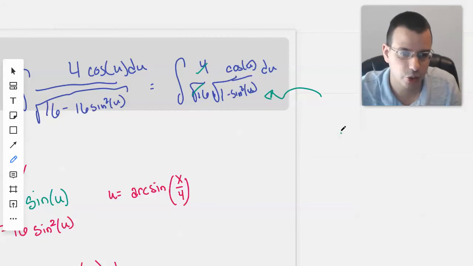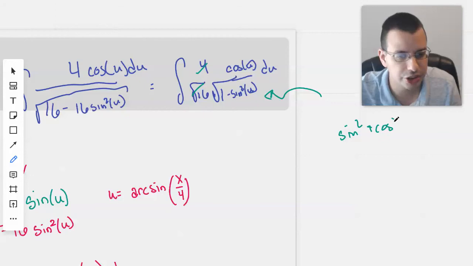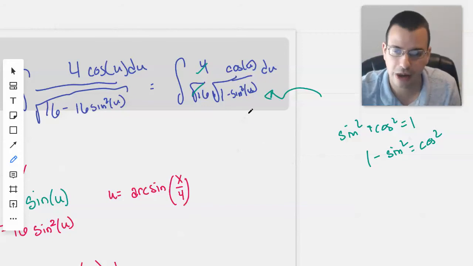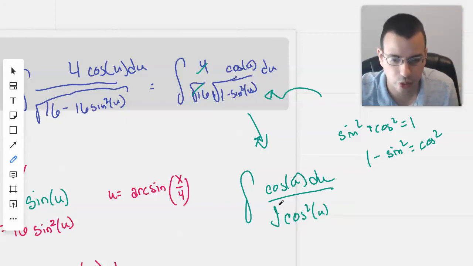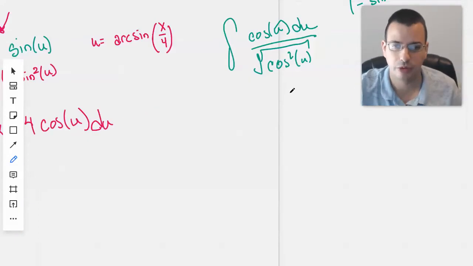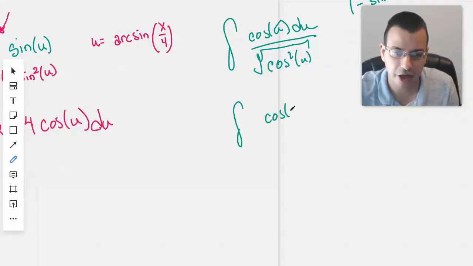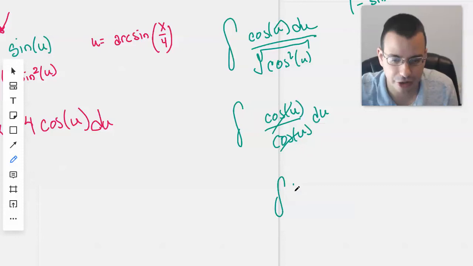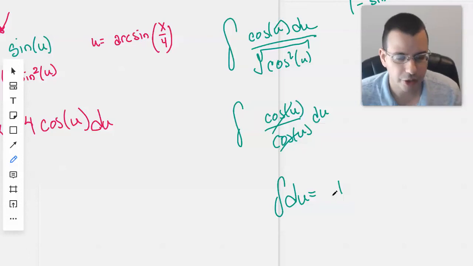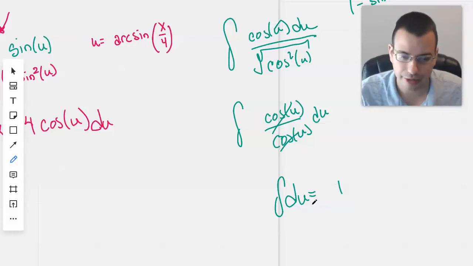This right here, 1 minus sine squared. Sine squared plus cosine squared equals 1. That's the Pythagorean identity. So 1 minus sine squared equals cosine squared. So what we're left with is the integral of cosine of u du all over the square root of cosine squared of u. One more time, we have cosine of u over cosine of u du. Cancel, cancel. We're left with the integral of du, which will give us just u plus c.